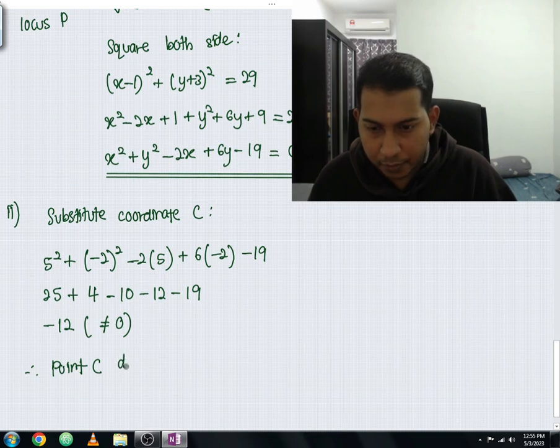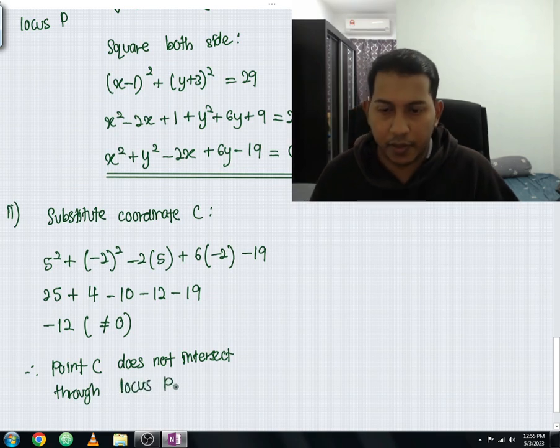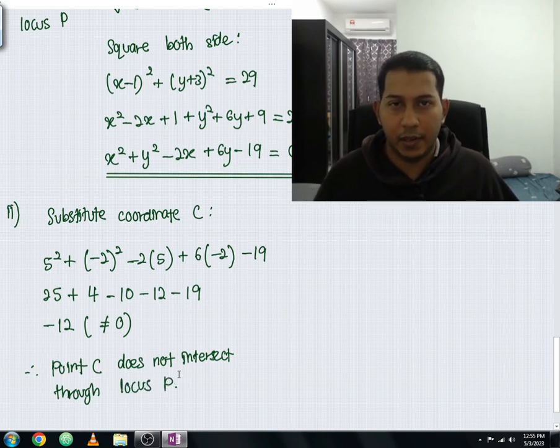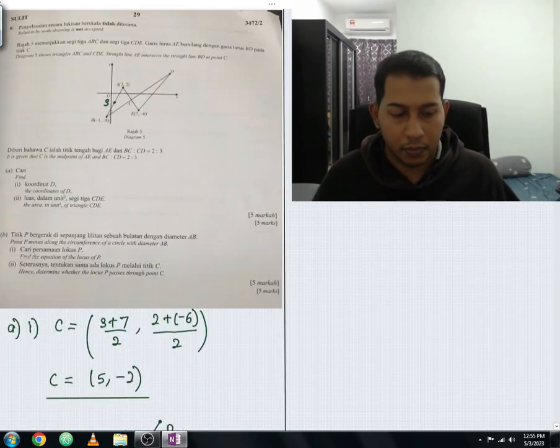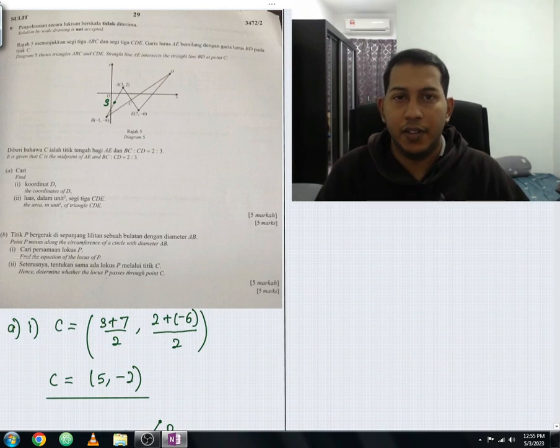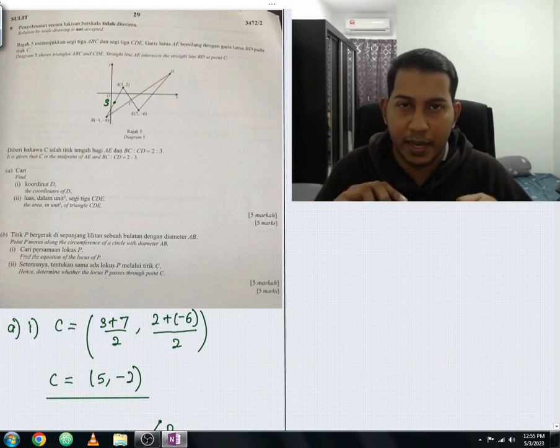does not intersect through locus P. So this is your final answer. Let me scroll up. We have come to the end of the discussion for question 9, SPM 2021 Add Maths Paper 2.